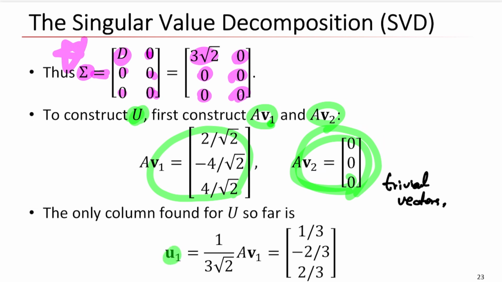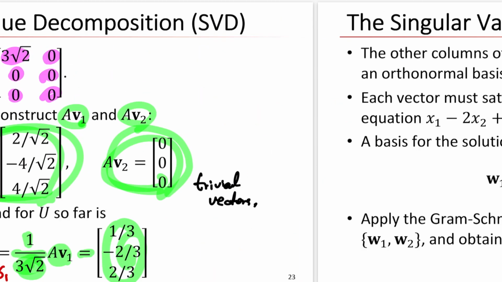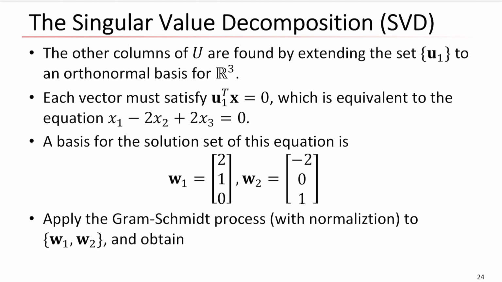Okay, so first of all, U1 is just computed from here, right? So U1 is just like 1 over 3 root 2 times AV1, and it can be computed something like this, right? But we only have U1, so we need to expand the set U1 to an orthonormal basis for the R3 space.